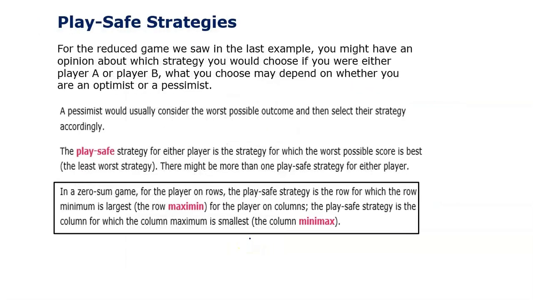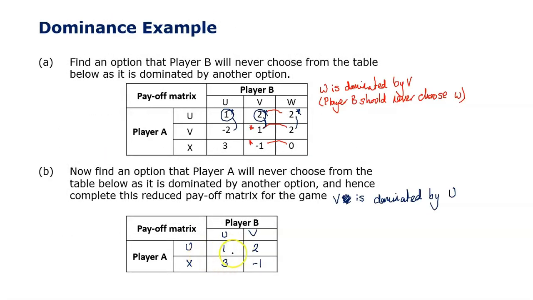Now, play safe strategies. We're going to look at this. And we have this thing called maximin and minimax. So it's slightly weird. Now, for a reduced game, you might have an opinion about which. The idea here is, what should you play? What would be your best option? So on that last game that we ended up with, what would you play if you were player A?